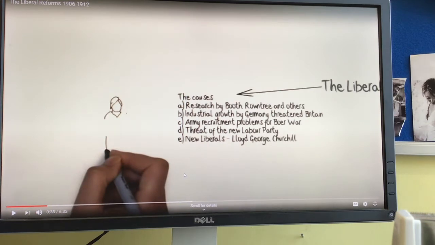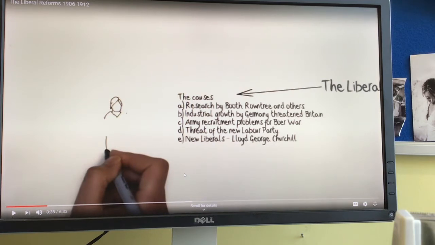Okay, so these are the reasons why the government took action. We're going to look in more detail at the research from Booth and Rowntree, Booth in London, Rowntree in York, into conditions in these cities. So we'll have a look at those reports in a bit more detail.